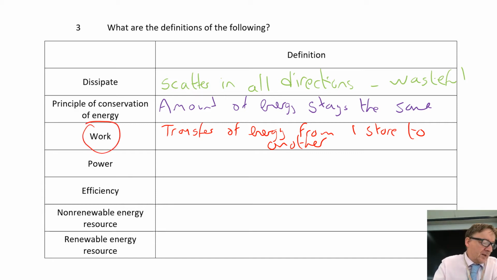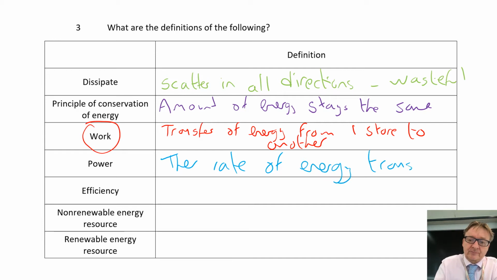Power is the rate of energy transfer, measured in watts. Realistically, if you've got a 100-watt light bulb and a 1-watt light bulb, the 100-watt has got a greater power, so it can transfer energy at a faster rate.